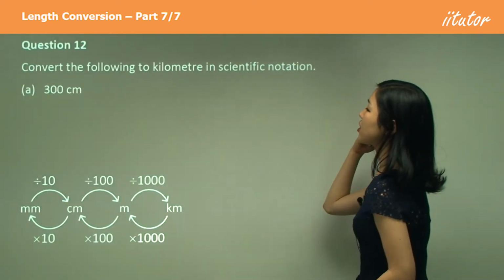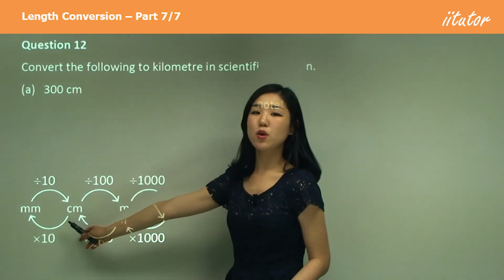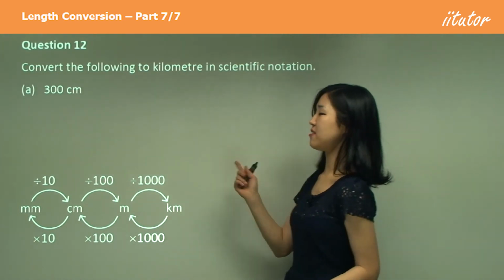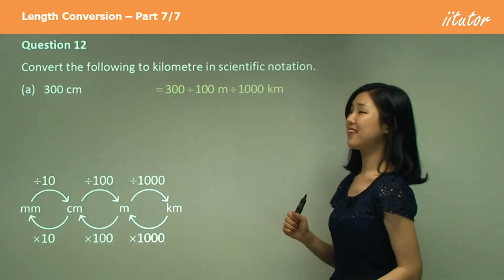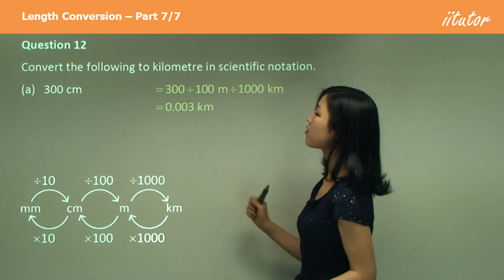Okay, convert to kilometres. So centimetres to kilometres is the same thing, but this time we're going from a smaller unit to a larger unit, so we must divide. So divide by 100 and divide by 1,000. And then you should get a little decimal number like that, 0.003.